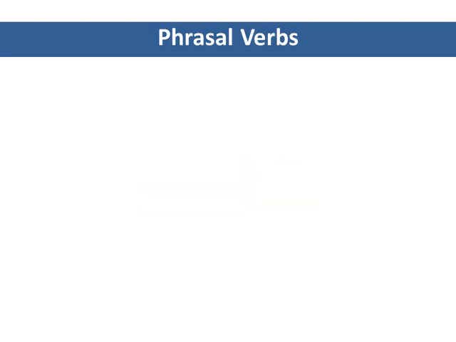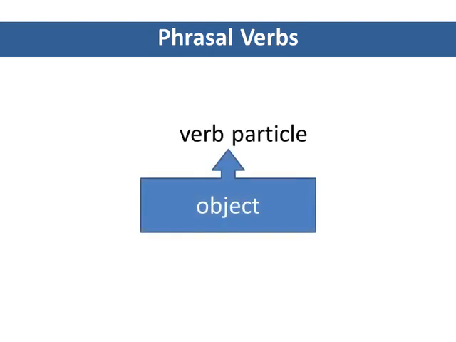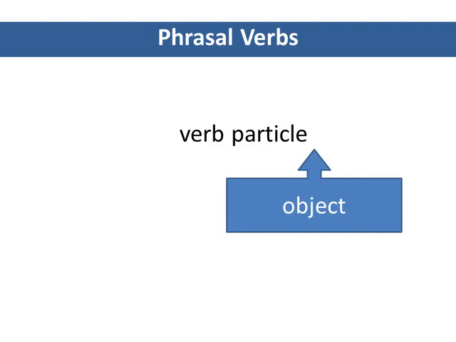If the verb is transitive, then speakers need to know where to put the object. Most phrasal verbs are separable. This means that the verb and the particle can be separated by the object. In other words, the object can go either between the verb and the particle or after the particle.